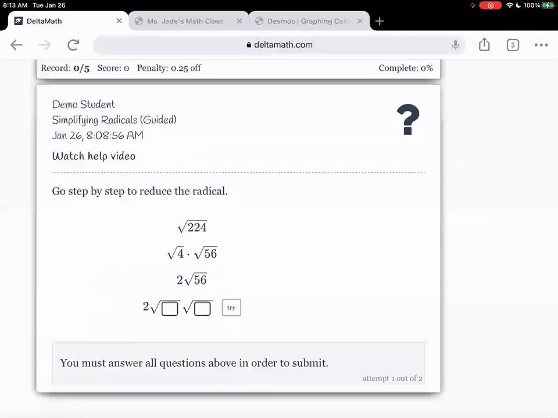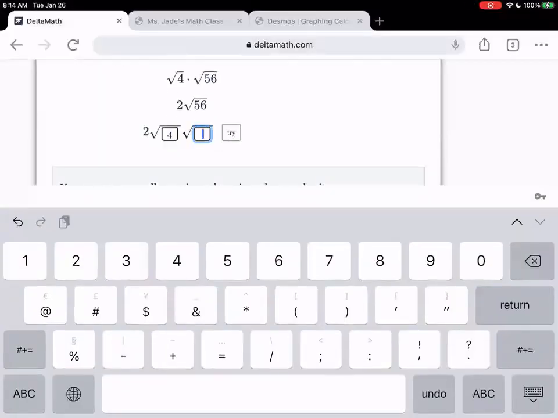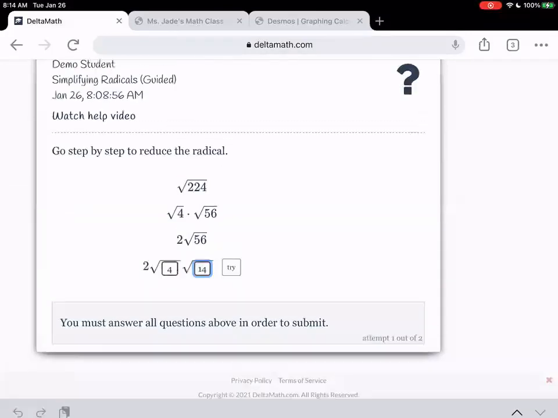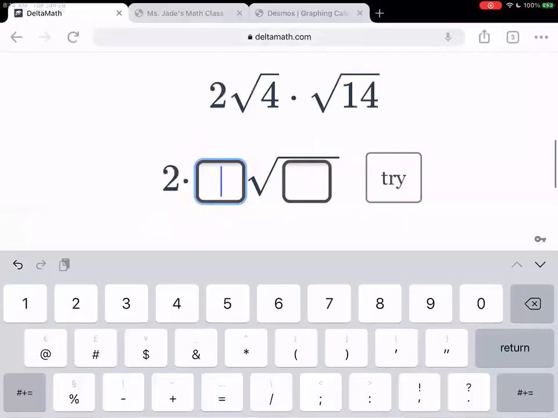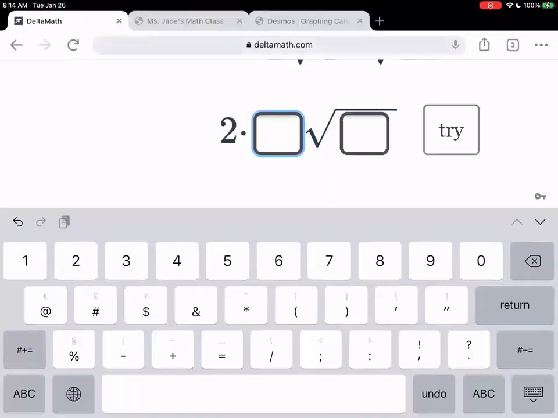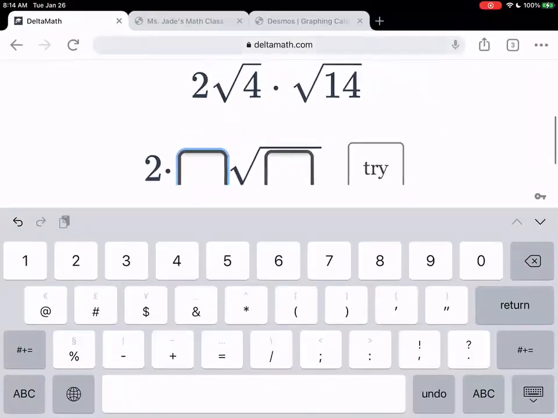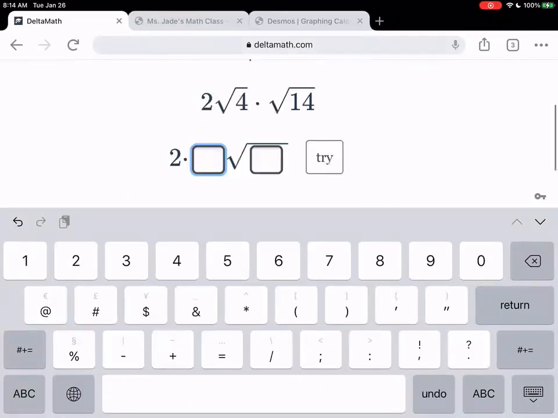4 and 14. Try. Okay, so one of the radicals disappeared in this first box. So that means this first box that it won't let me click. Come on. Oh, okay. So in that first box, they want us to simplify the square root of 4. So that's going to be 2. And then the square root of 14 stays as it is.